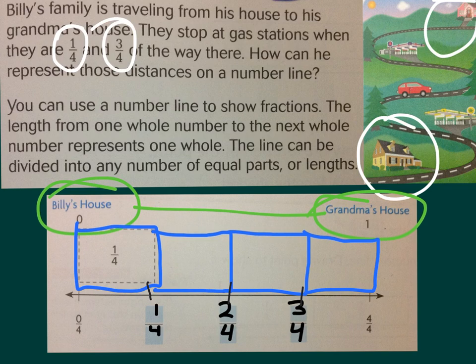Now, draw a point at 1/4 to represent the distance from 0 to 1/4, which was the first stop that the family made. Next, draw a point at 3/4 to represent the distance from 0 to 3/4. 3/4 is the second stop that the family made.